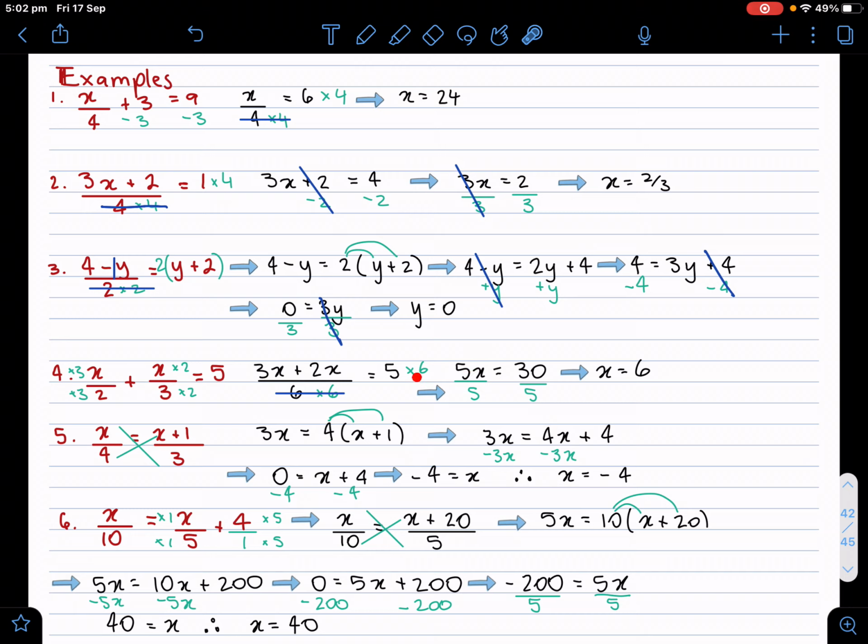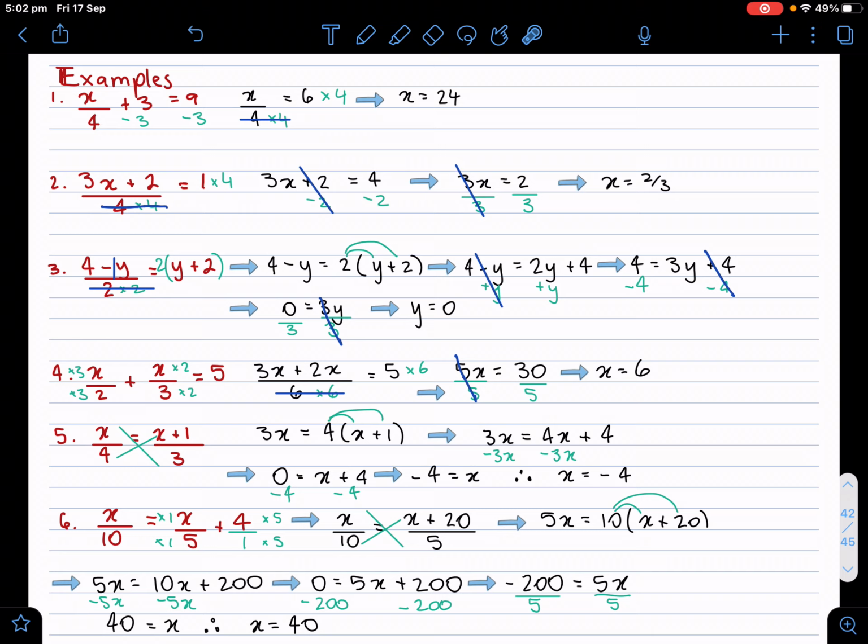So don't skip steps. Always make sure you go through slowly until you get the hang of it. 5 times 6, which is 30. Now I have 5 times x. What's the opposite of 5 times x? Well, it's divided by 5 on both sides. So when I get rid of this, I have x equals 30 divided by 5, which is 6.